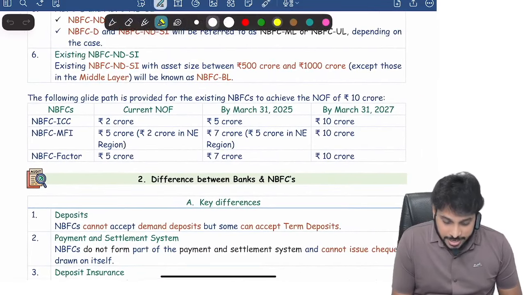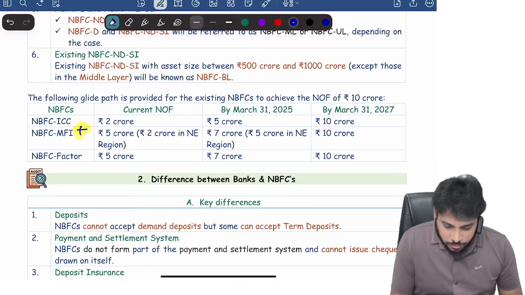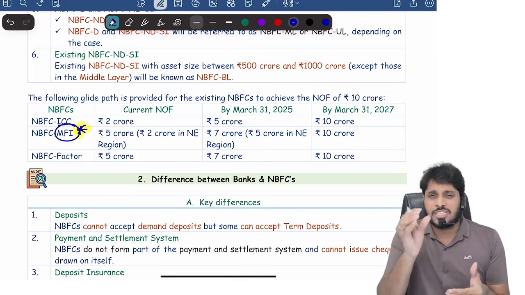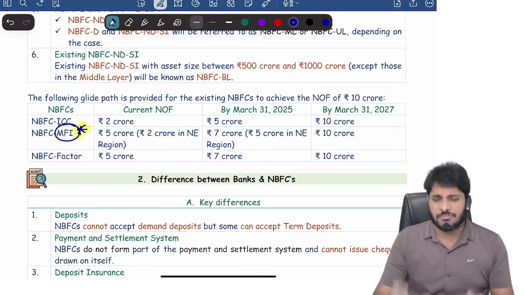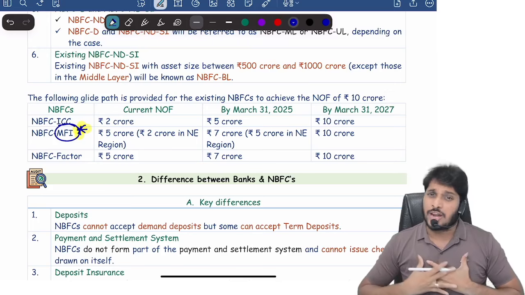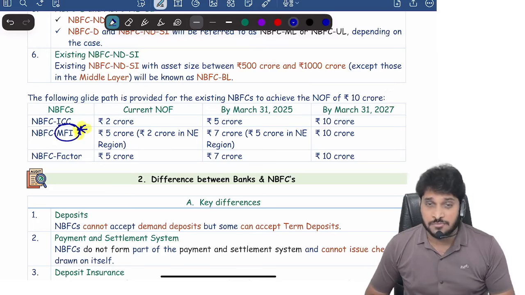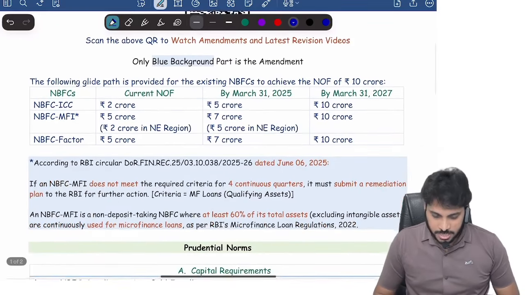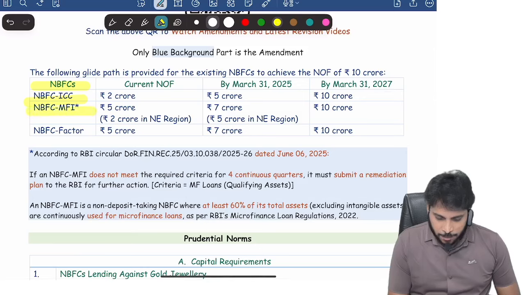Okay, here MFI is there, right? What is this MFI? They gave a definition below and they added one provision related to MFI. I feel from the exam point of view it is not that important, but since it is part of the amendment, try to remember that. Now what are they saying here? This table I copied as it is, nothing changed.